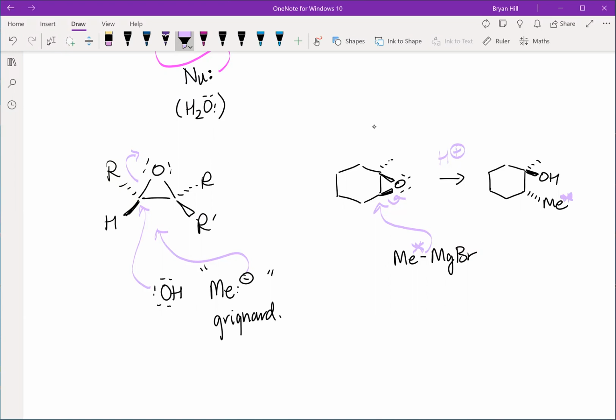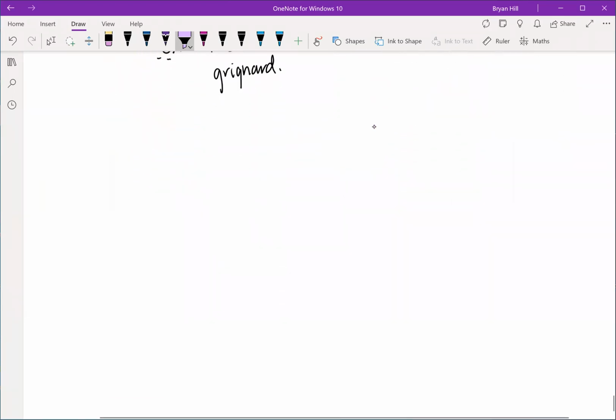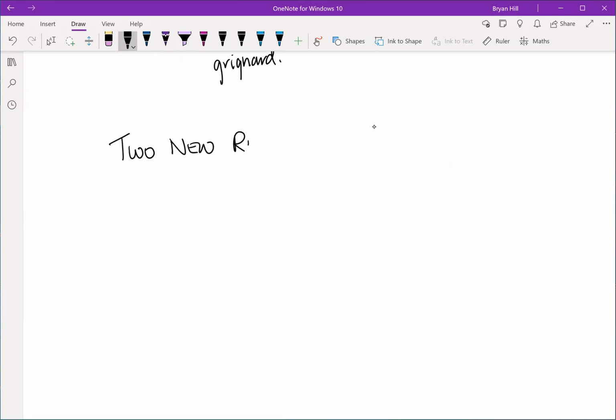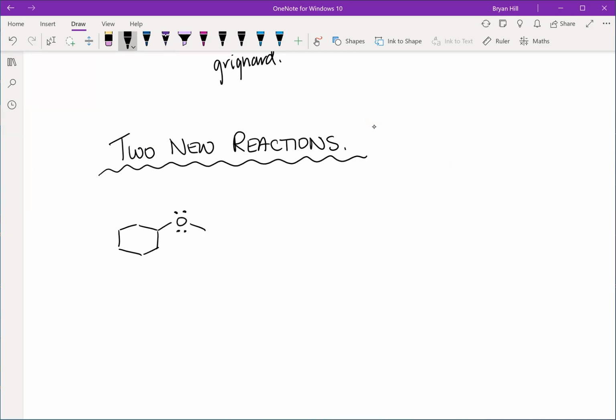So there are two really new reactions to talk about with regard to ethers. And one of them, technically, we've seen before actually. So if we have an ether like this, and we put it in a solution of HBr and water, and we're going to heat this up.